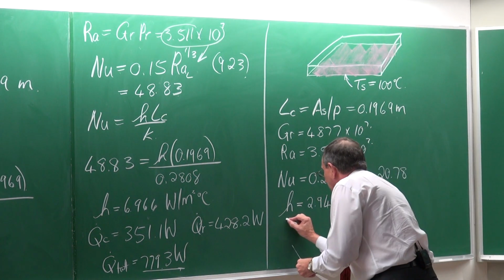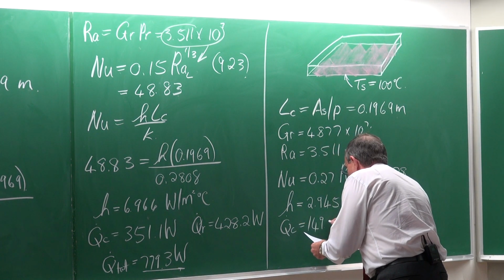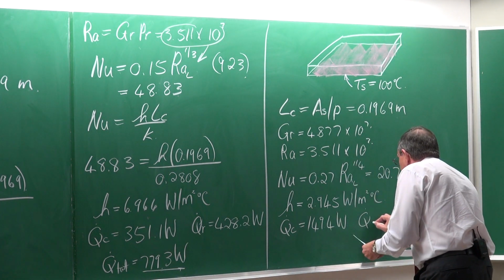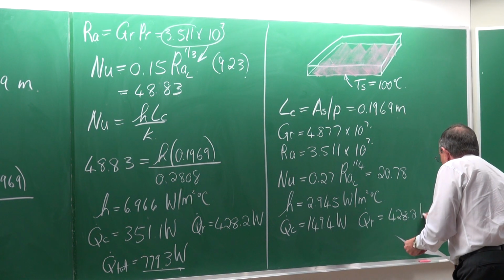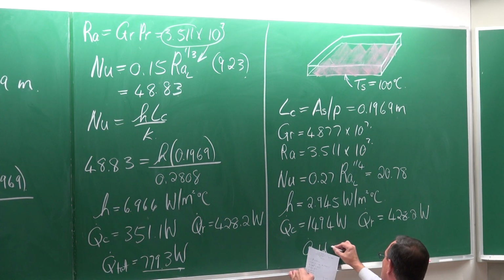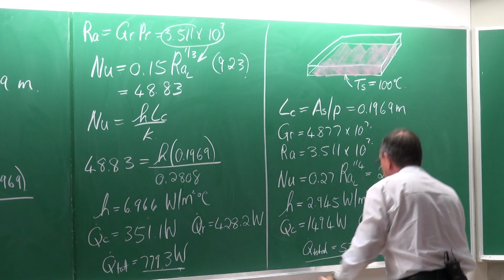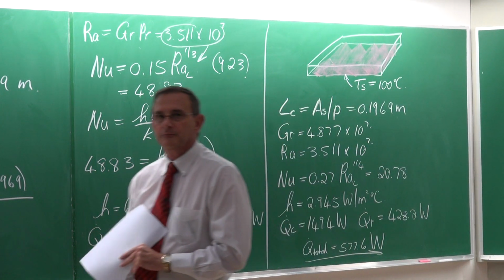And with that, you can go and calculate the convection losses. It's going to be 149.4 watts. The radiation is going to stay the same. It's going to be equal to 428.2 watts. And that would give us a total heat transfer rate of 577.6 watts. So, of the three cases, this one will have the lowest natural convection. It will take longer to cool than any of the other two cases.